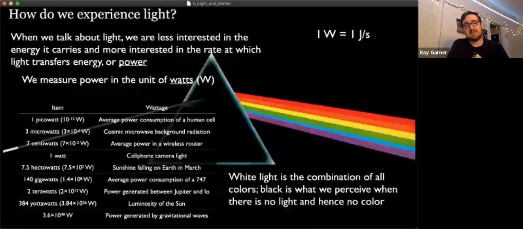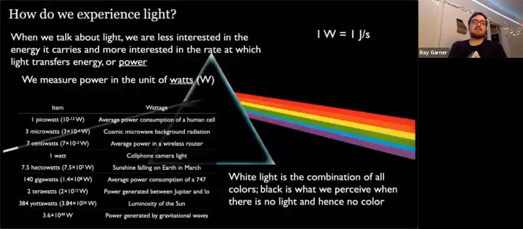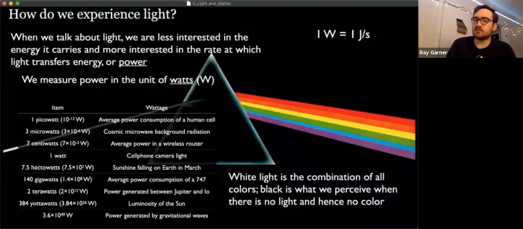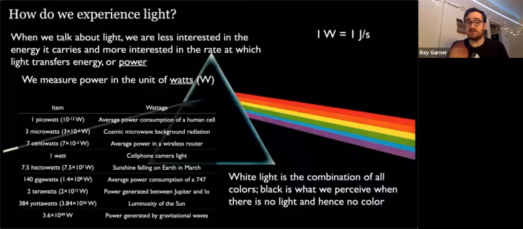All right, so how do we talk about light? When we talk about light, we are less interested in the energy it carries and more interested in the rate at which light transfers energy. We, of course, call this power. And in science, and I think most other disciplines, we measure power in the units of watts. Now, remember last week we talked briefly about joules. Joules is the unit of energy. A watt is 1 joule per second.